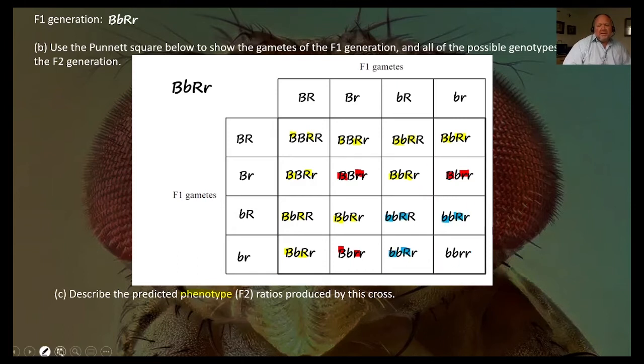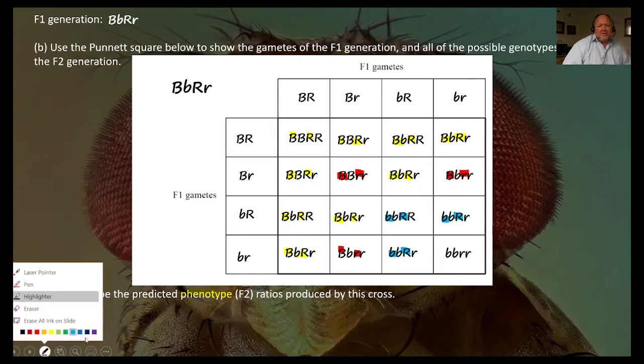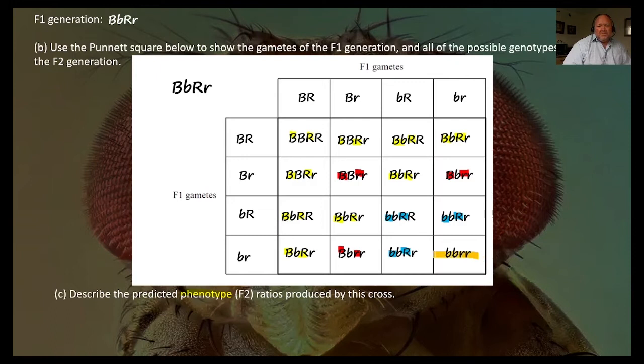And lastly, we have the complete recessive phenotype. And we'll just make him orange. Okay, 9331. That was the expected or predicted phenotype ratio.